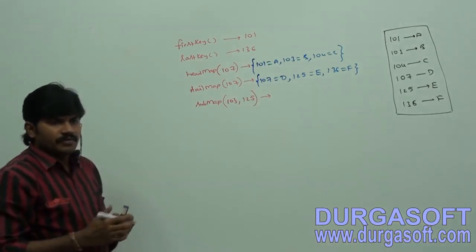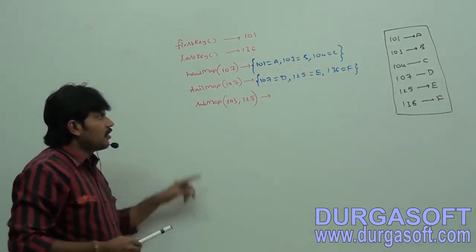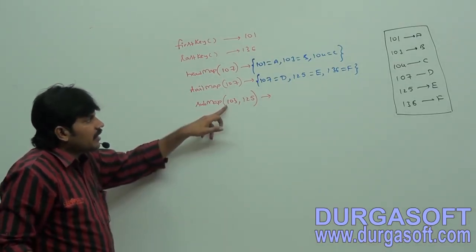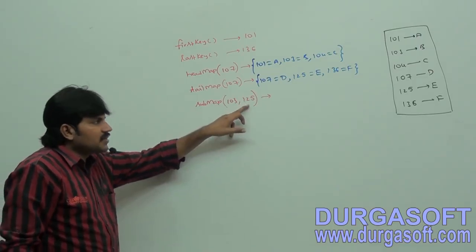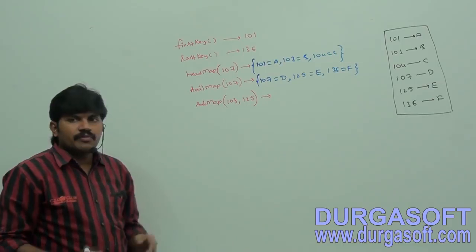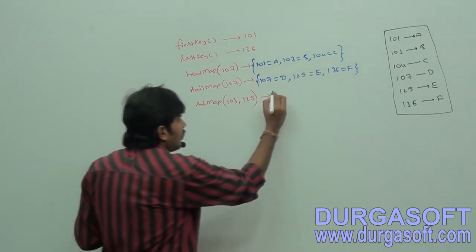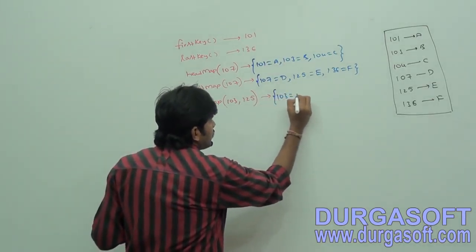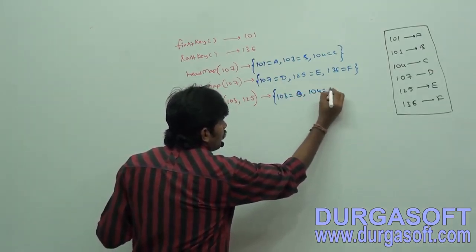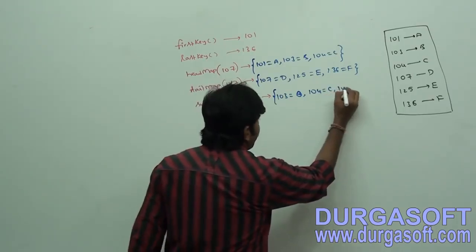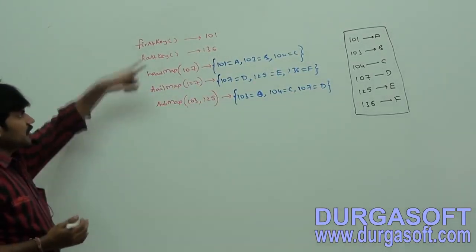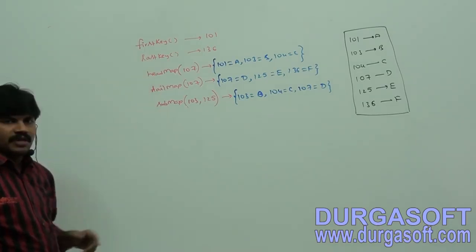103 comma 125. It returns a sorted map whose keys are greater than or equal to 103 but less than 125. Can you tell what the answer is now? 103 is equal to A, 103 is equal to B, 104 is equal to C, 107 is equal to D. Are you getting? First key, last key, head map, tail map, sub map.